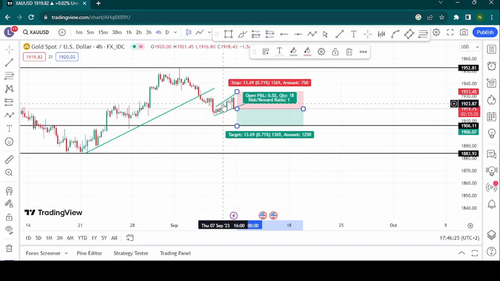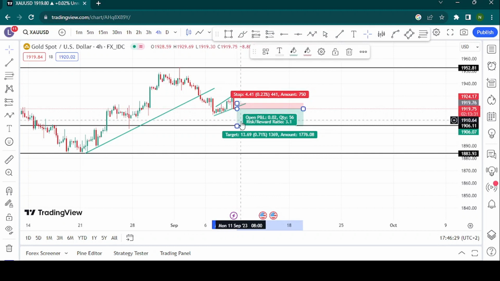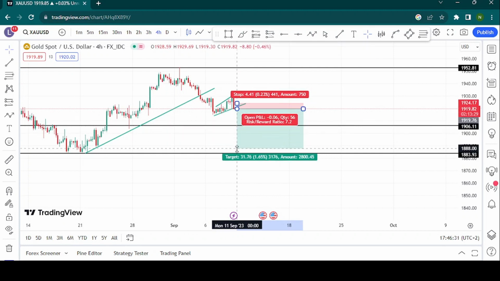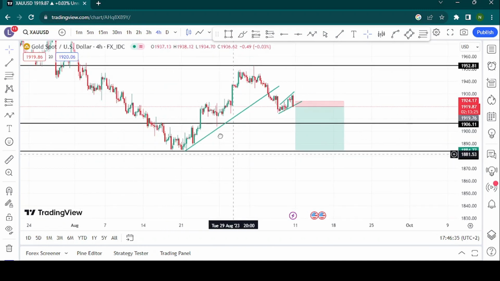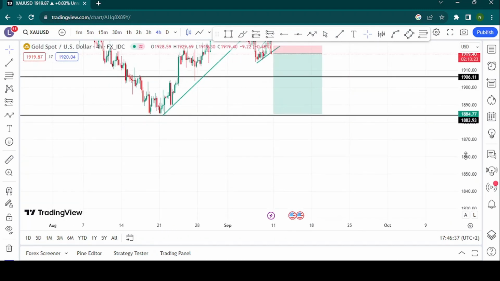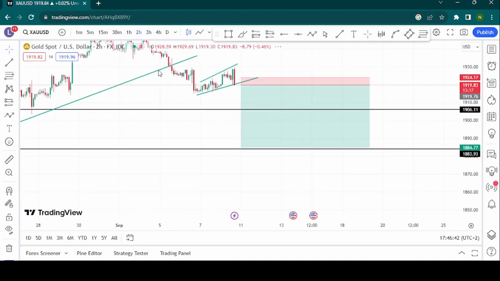Should gold's H4 candlestick close below this point, then we are taking selling opportunities to the downside to this point, right? So this is my view on gold. Let's see on H2 what is currently happening. Yes, gold is currently melting to the downside.